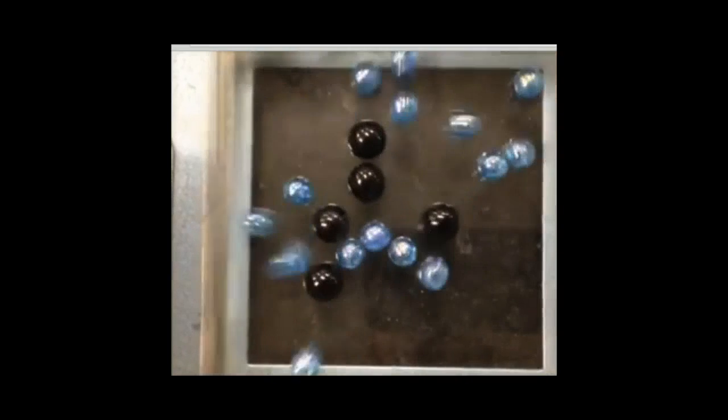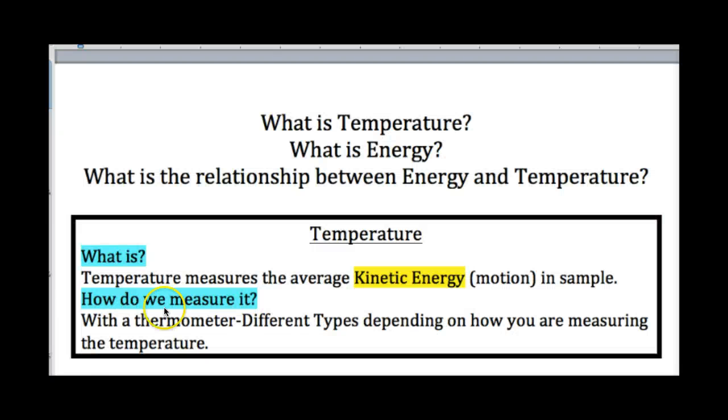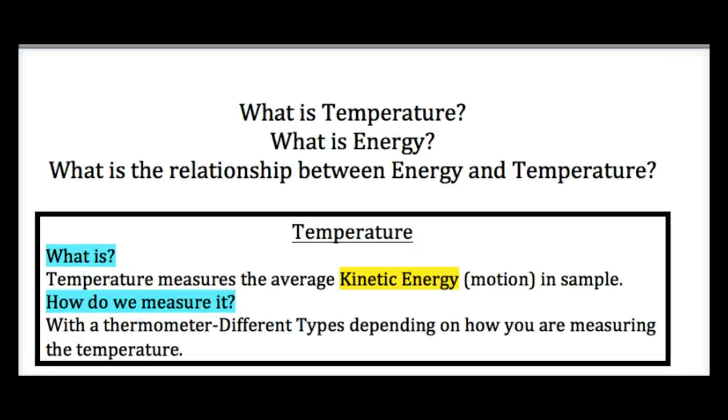But so temperature does not mean that every single particle is moving at the same rate. Instead, temperature is the average kinetic energy of the motion in the sample, and that model truly represented that. So now that we've elaborated on the definition of what temperature is, let's go back to how we measure it and the different types of thermometers and the different types of systems.